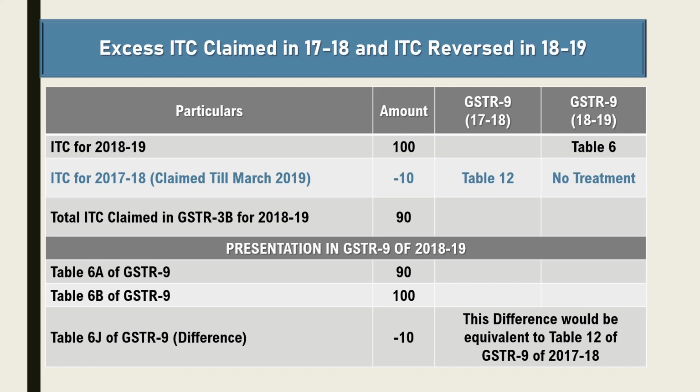Now all these examples have been prepared on the rationale that my GSTR 9 of 1819 should be containing figures of 1819 only, irrespective of the fact that my 3B was containing figures of 1718 which were reported in 1819. For my detailed analysis of how we have reached this rationale, kindly go to my video on the annual return, on how adjustments of 1718 made in 3B of 1819 are to be treated in GSTR 9 of 1819.